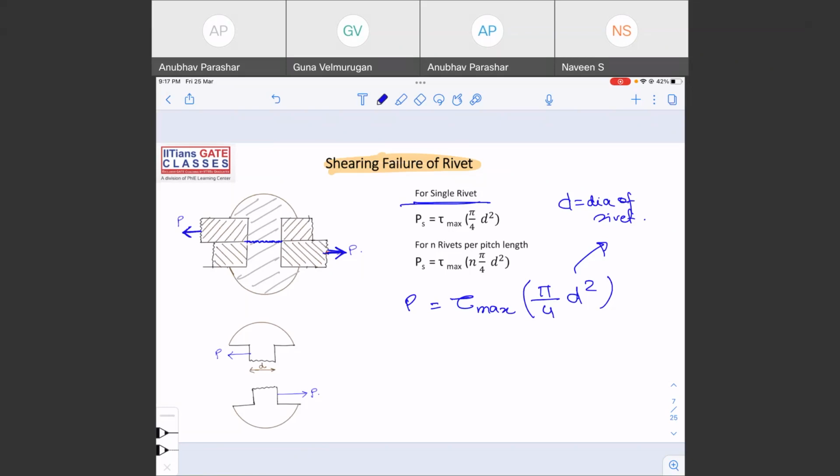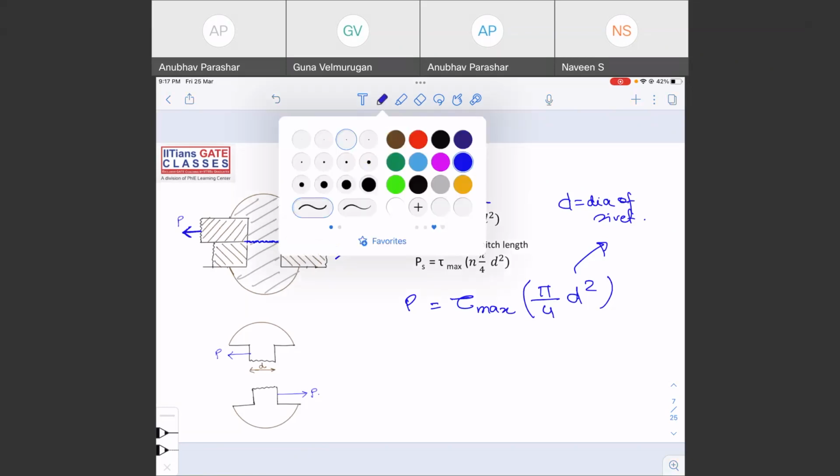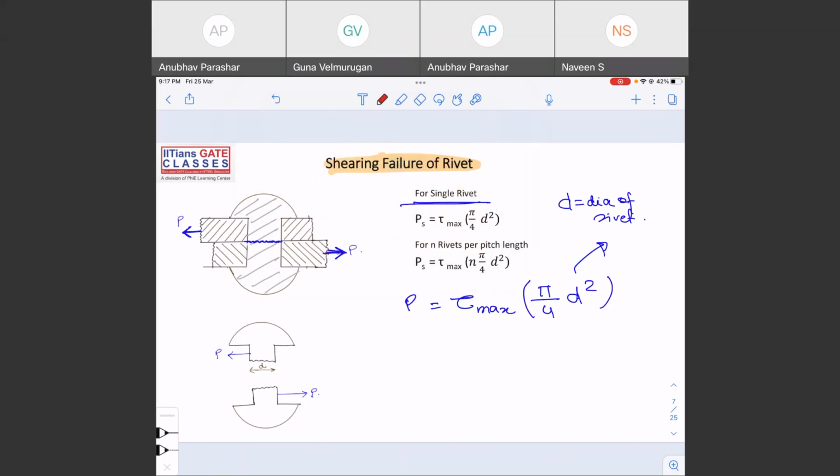Whatever formulas we are calculating, all of these are per pitch length. This formula is per pitch length. We are not calculating the formula per width. Please remember, this formula is defined per pitch length, right? So if the number of rows is more, for example, let me consider.